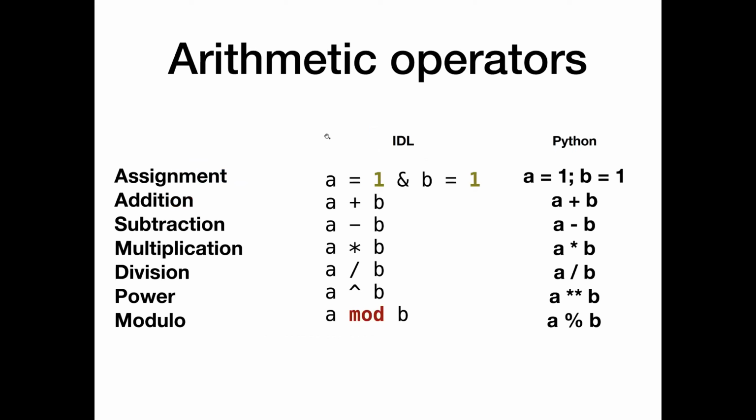So arithmetic operators, they're all pretty much the same other than the modulo. So assignment is the same, addition is the same, subtraction, multiplication, division, and power, of course, is not the caret, it's star star instead of the caret. And of course, modulo in IDL is mod, and in Python, it's the percent sign. Percent sign, that's the one. Yeah, thanks.